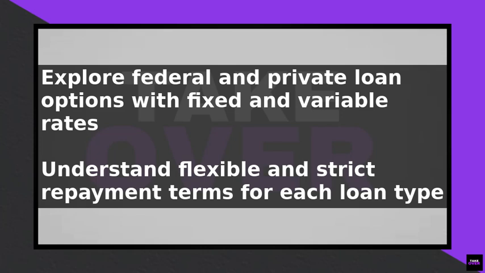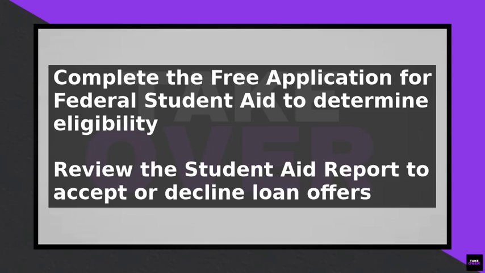To apply for a federal loan, you will need to complete the Free Application for Federal Student Aid, or FAFSA. This form will determine your eligibility for federal loans and other types of financial aid. You can complete the FAFSA online or by mail. Once you have completed the FAFSA, you will receive a Student Aid Report, which will outline your eligibility for federal loans. Review this report carefully and follow the instructions to accept or decline your loan offer.